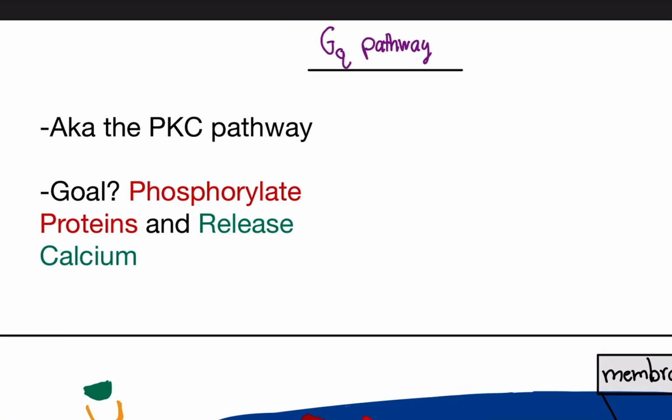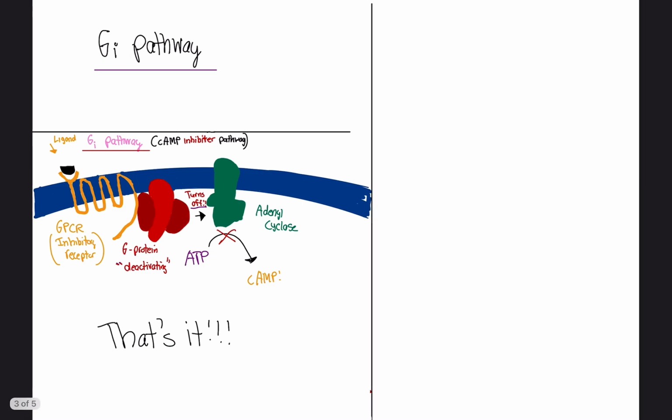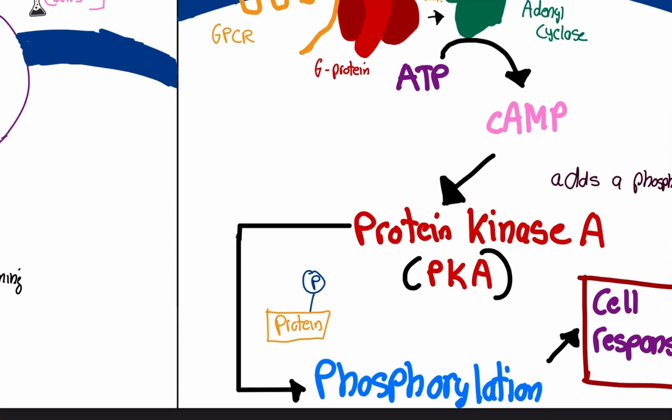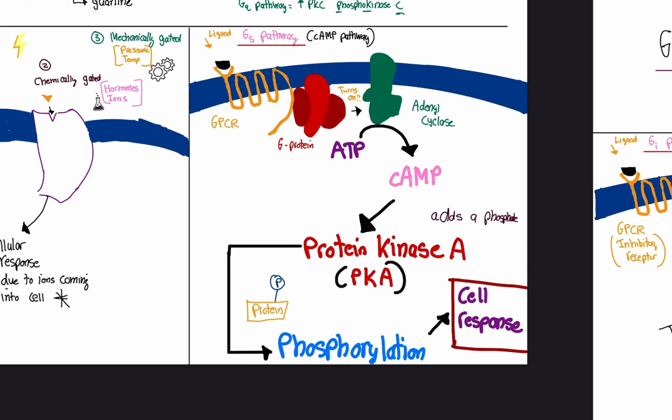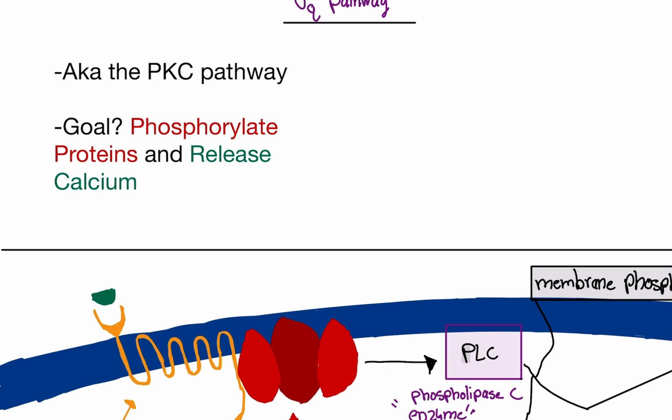All right, the GQ pathway. Why is it Q? I have no idea. It probably stands for something, but it's okay. You don't need to know that. This is also known as the PKC pathway, or the protein kinase C pathway. In the GS pathway, we have protein kinase A. Now we have protein kinase C, not protein kinase A, in this pathway. Is there a protein kinase B? I don't know. It may be in some pathway, but not the ones we're going to be talking about.